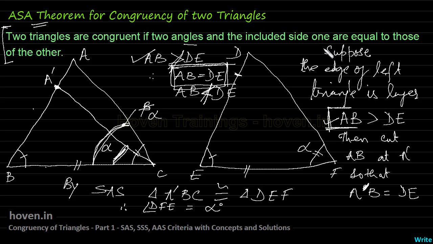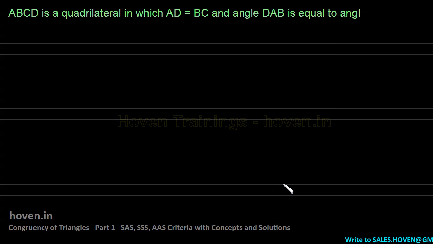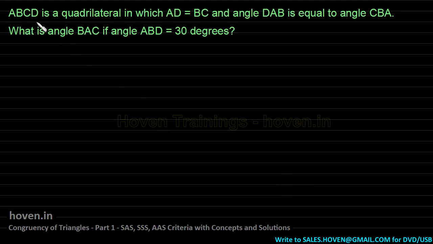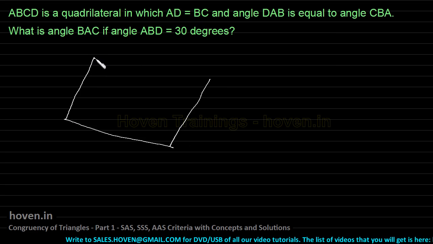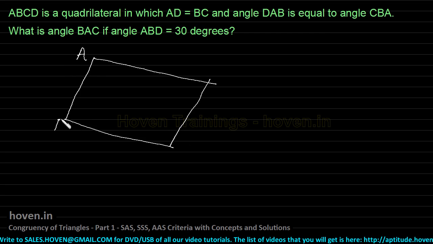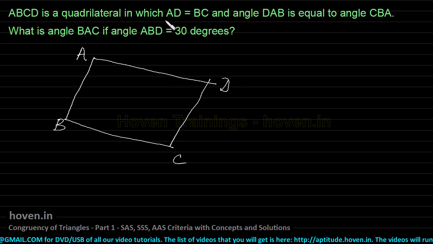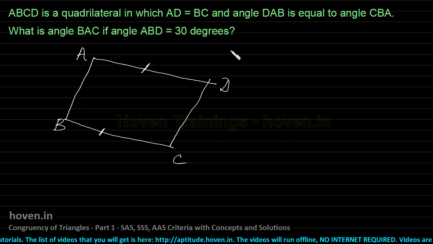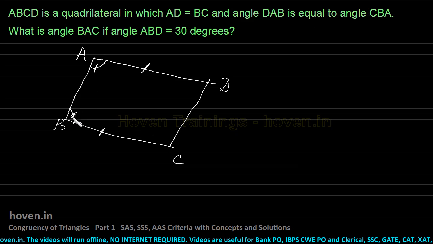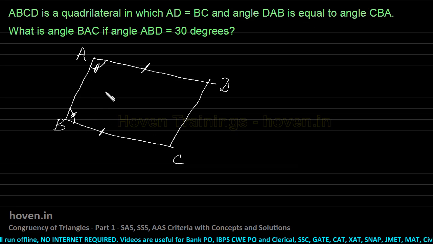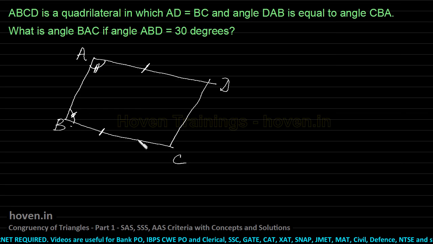Let us now move to our next part. In this question, he says ABCD is a quadrilateral in which AD is equal to BC. Let us first of all draw a quadrilateral of four sides. Any quadrilateral we are drawing, A, B, C and D, in which AD is equal to BC. This has been given equal to BC, so the opposite sides are equal. And angle DAB, this angle, is equal to angle CBA. So I will cut this also and tick this also, double tick, so that I can at least see it with a bit of difference. So this angle is equal to this angle and this side is equal to this side.